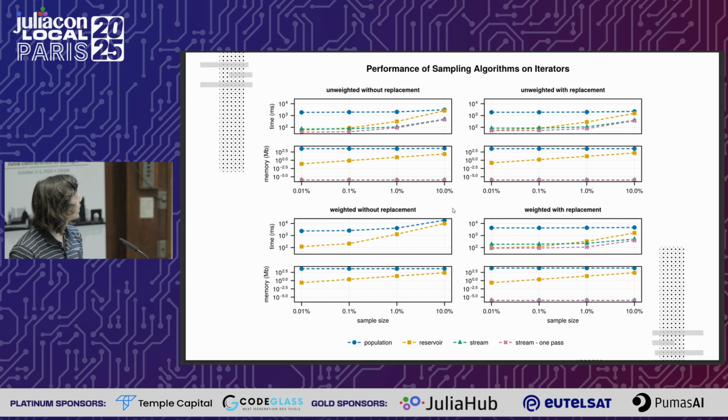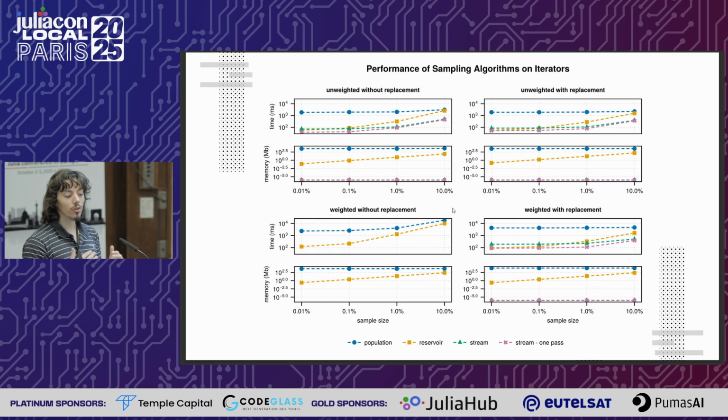The performance of these methods is very good when you consider that the population methods require you to collect the whole population in memory, and if this is accounted for in the benchmark, you will see that all these methods are more than an order of magnitude better than the population methods. And actually, there are some cases where the reservoir methods can beat the stream methods. The stream one pass here refers to the case where you actually know the length or the total weight of the stream, and so the methods are faster in this case.